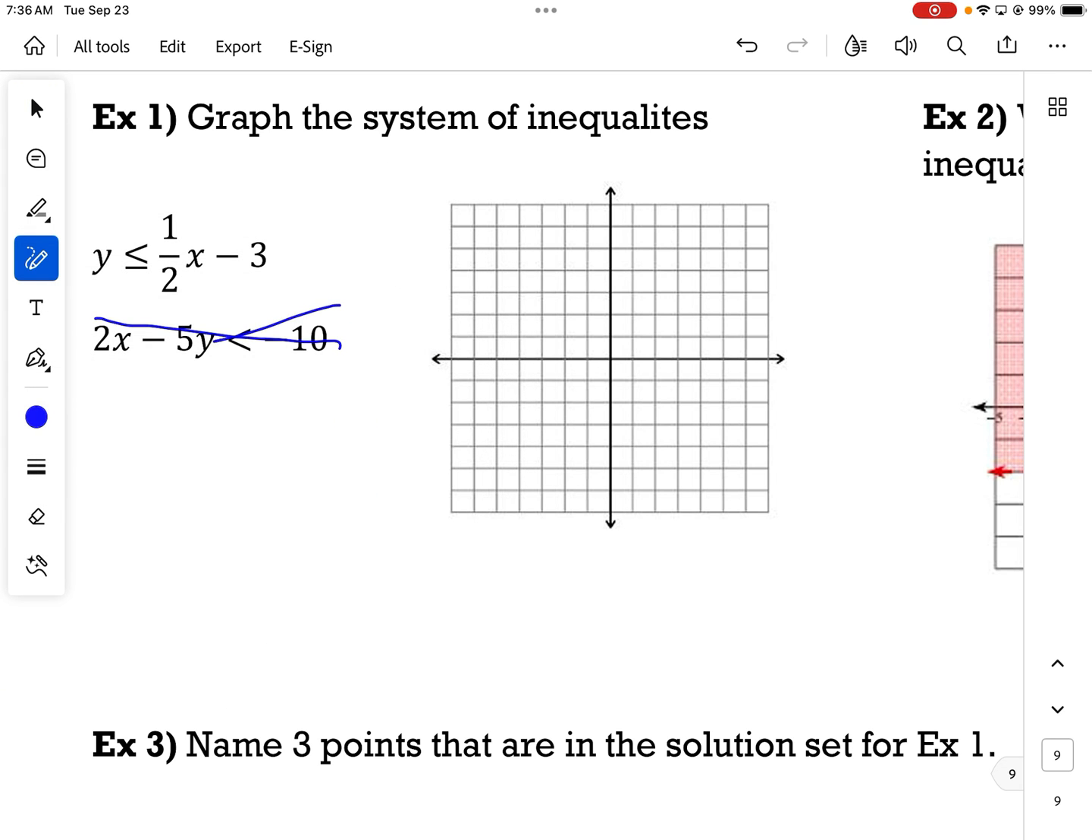I'm going to change one of these though. I'm going to change that second one to start with. So go ahead and change it to y is greater than negative 3x plus 4.